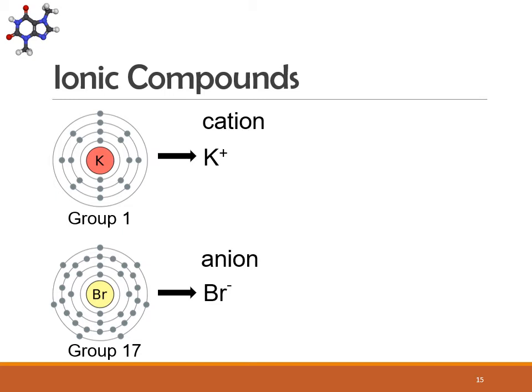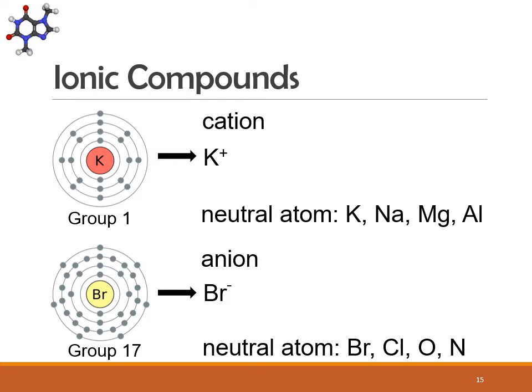An atom written with no charge is considered a neutral atom. An atom with either a positive or negative charge is an ion of that atom. Examples of cations are the sodium ion, magnesium ion, and aluminum ion. Examples of anions are the chloride ion, the oxide ion, and the nitride ion.